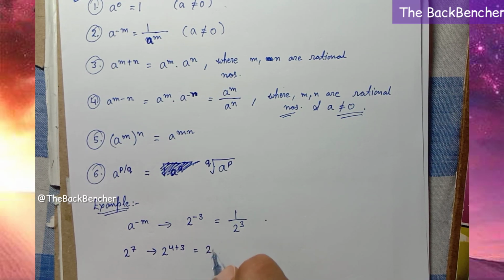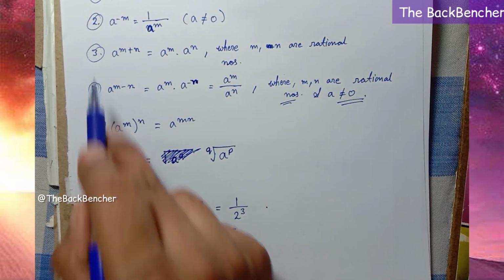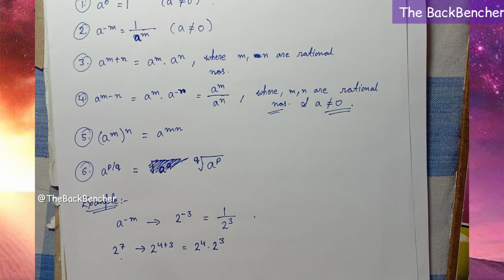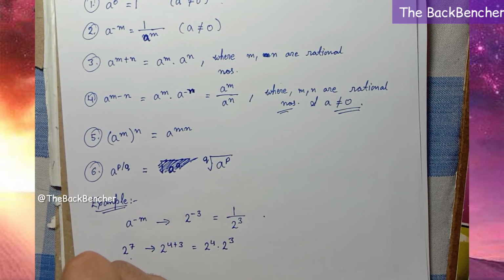So I am directly going to a to the power m plus n, that is 2 to the power 7. We can break it into 4 plus 3. 7 is equal to 4 plus 3, and you will get 2 to the power 4 dot 2 to the power 3. That is a to the power m plus n. You can see it.